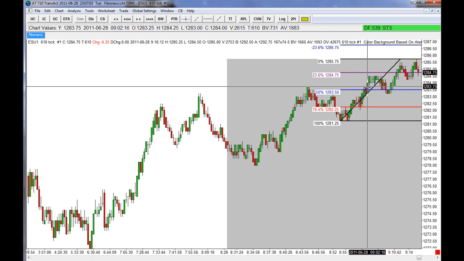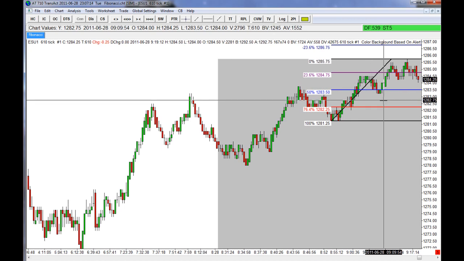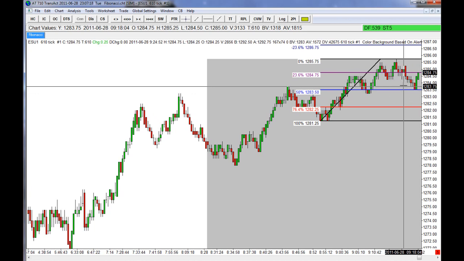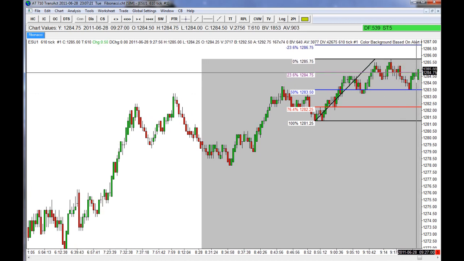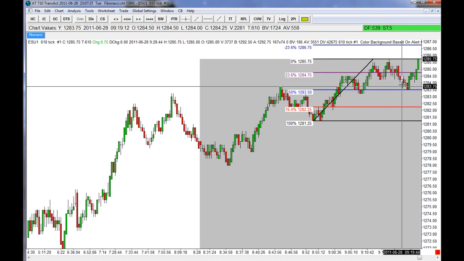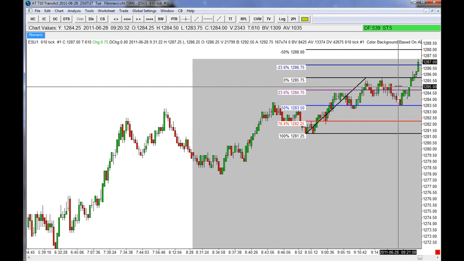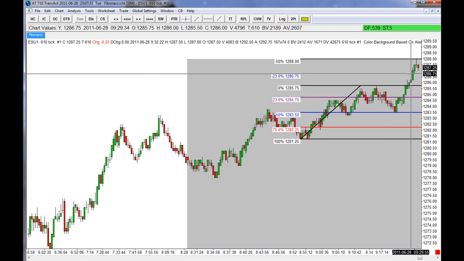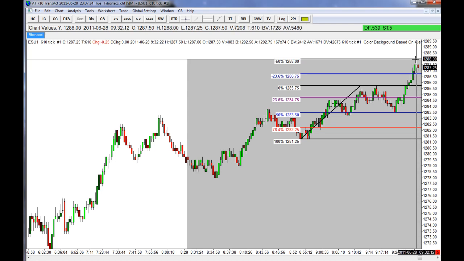I placed a buy limit order at 1283 3/4. I was looking to make 4 ticks and risking 6. And then as you can see, I got filled here and I got filled at my target here, so I took 4 ticks, 1 point. Price then went through the 0% line up to the negative 50% line.